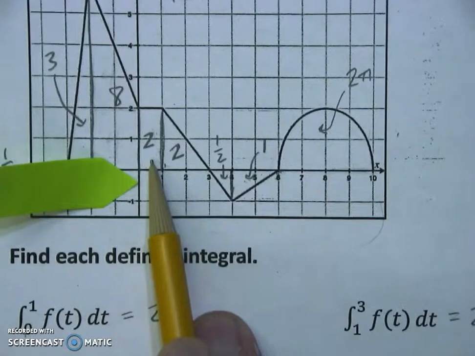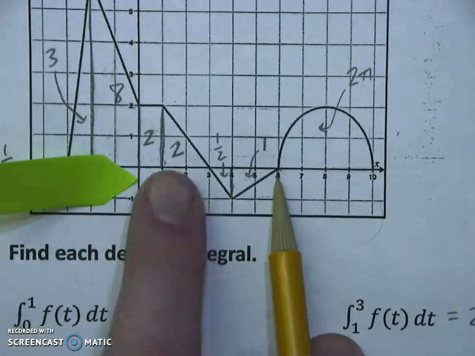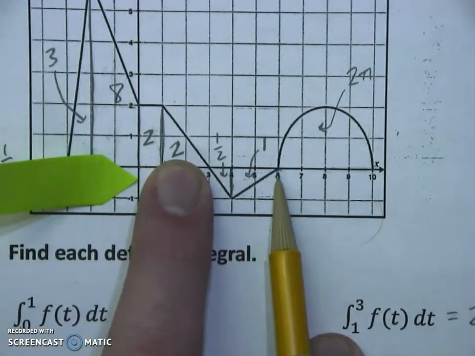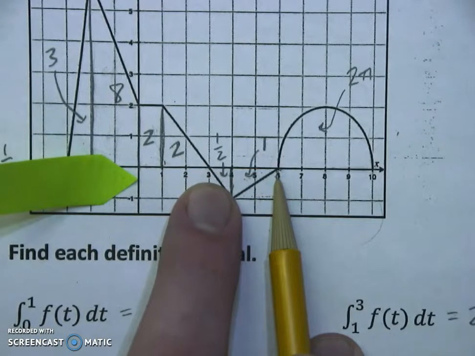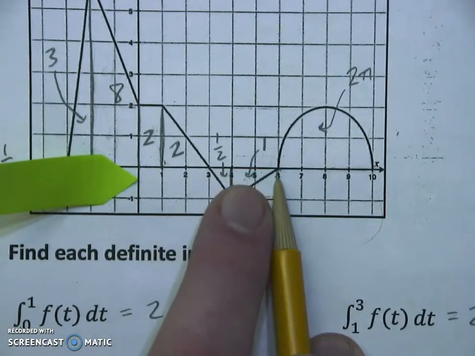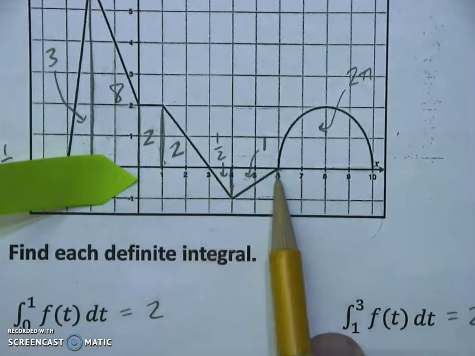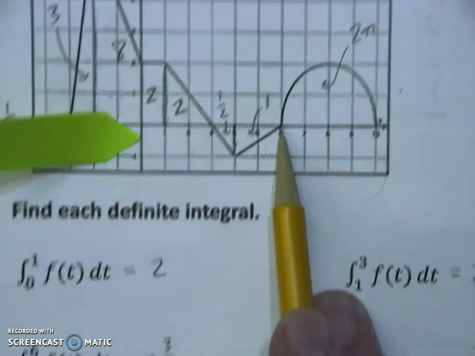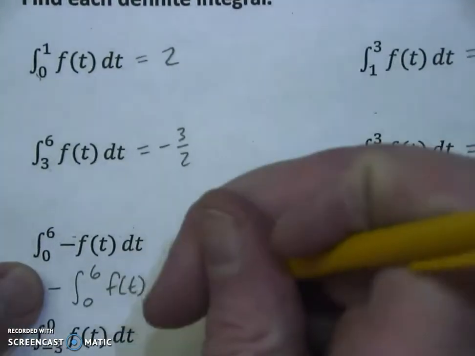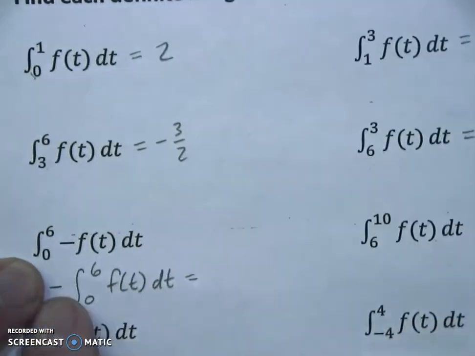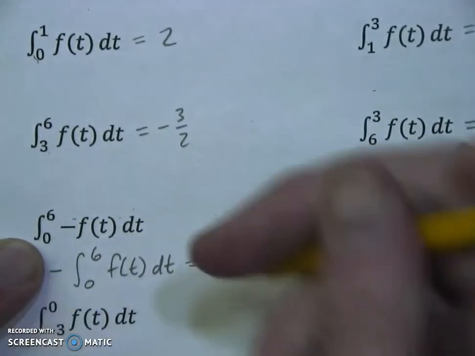I've got a 2. I've got 2 more to make 4. I'm going to take away a half because this one is negative, for 3.5. And I'm going to take away 1 more for 2.5. That integral should be 2.5 or 5 halves. But I can't forget that negative sign. That negative sign makes this negative 5 halves.